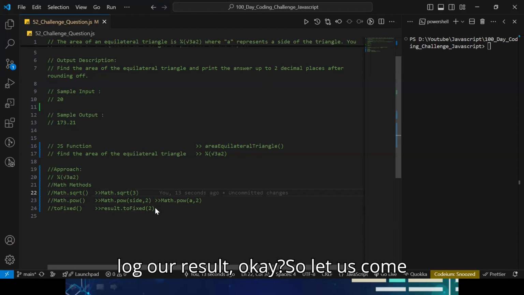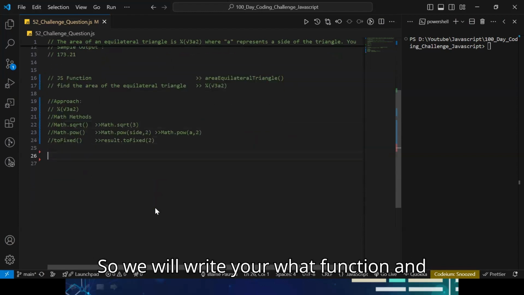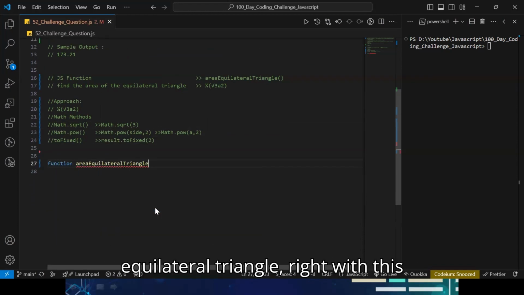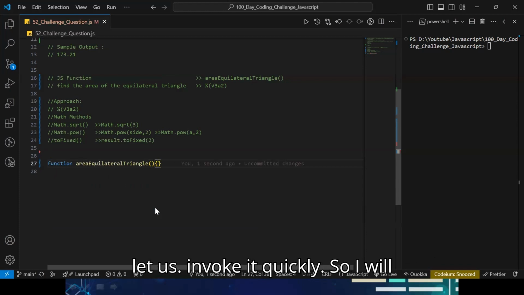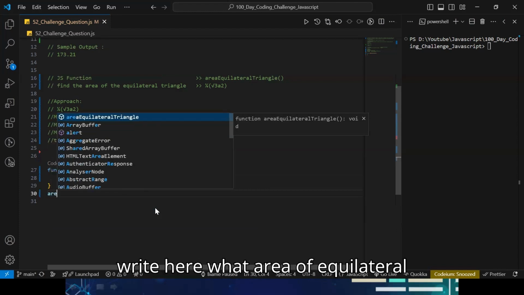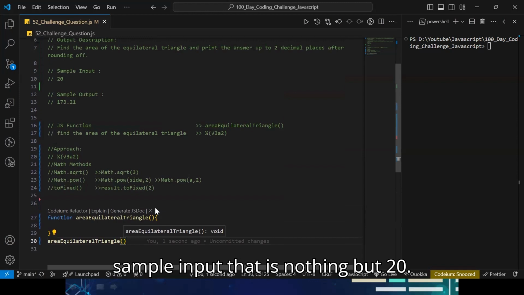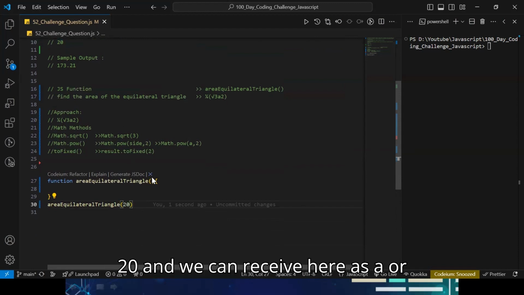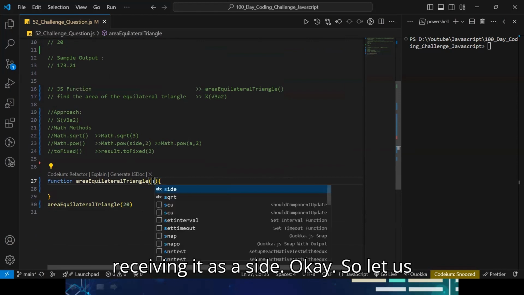So let us come down and write our function. We will write function, and our function name will be areaOfEquilateralTriangle, with this parenthesis. Let us come down and invoke it quickly. So I will write areaOfEquilateralTriangle, and we are going to pass our sample input, that is 20. Let us pass this 20, and we can receive it here as a or side, whatever you feel. Right now I am receiving it as side.